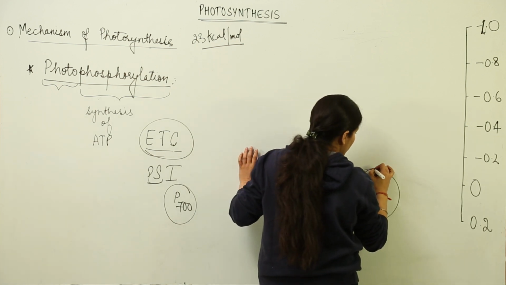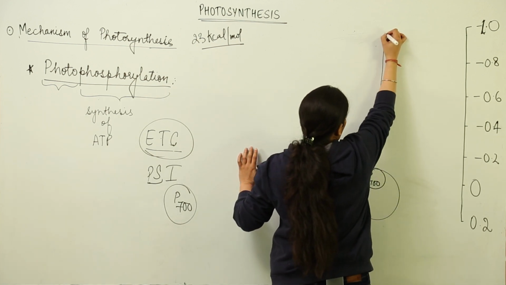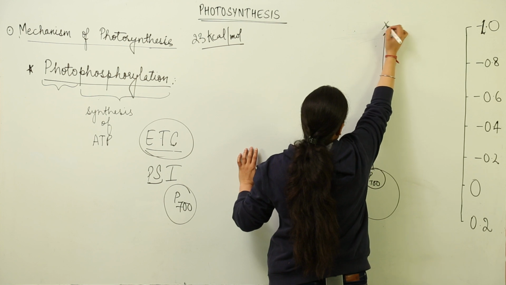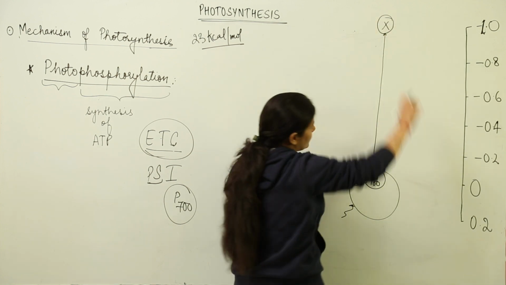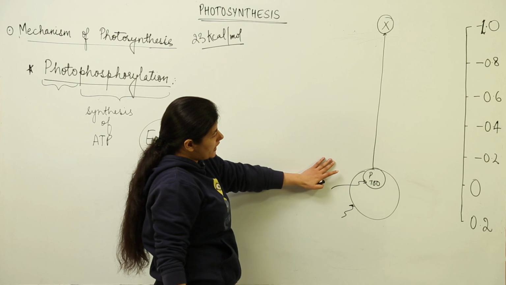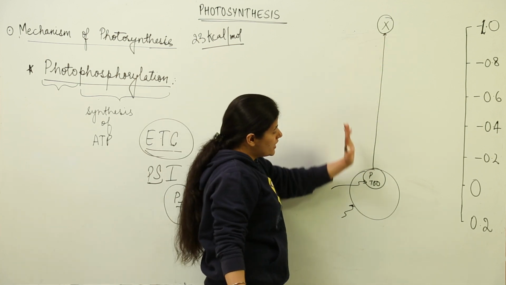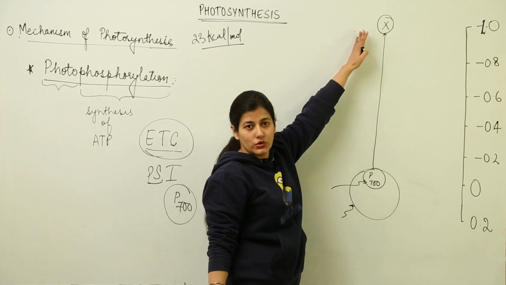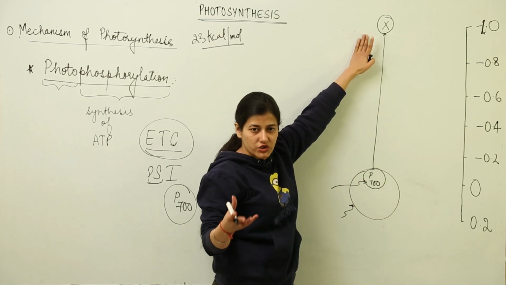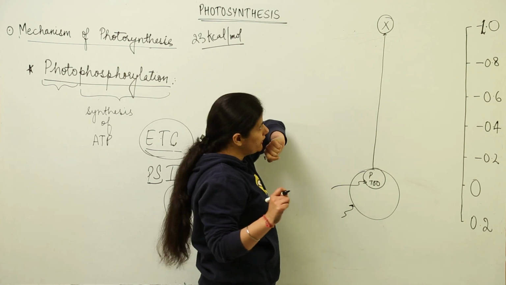The electron gets excited and is taken up by agent X. This agent X is lying at a very negative redox potential. As you can see, this electron gets excited and goes to agent X, which is nothing but a special type of chlorophyll molecule only.